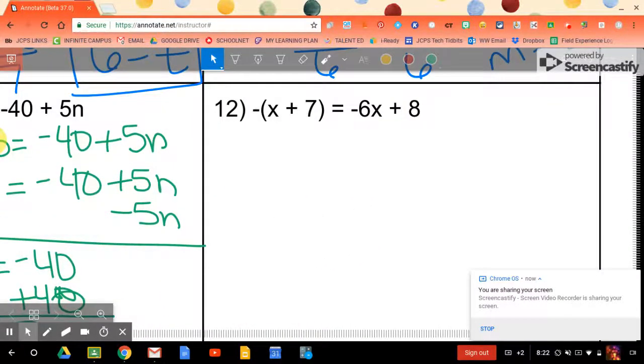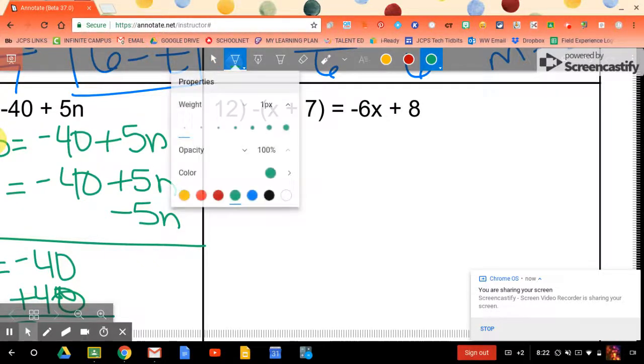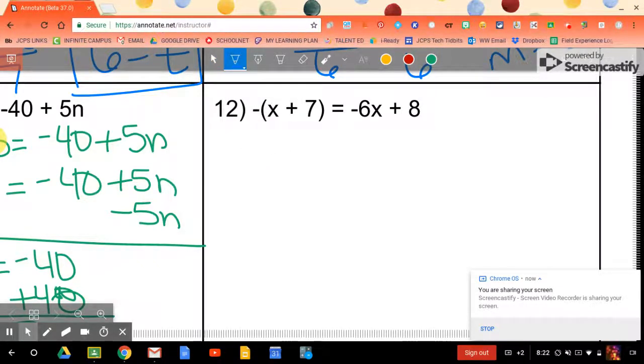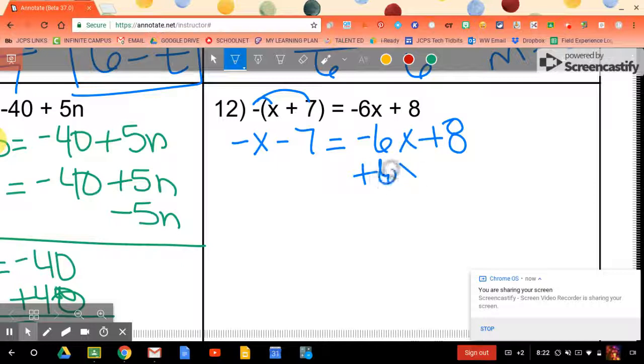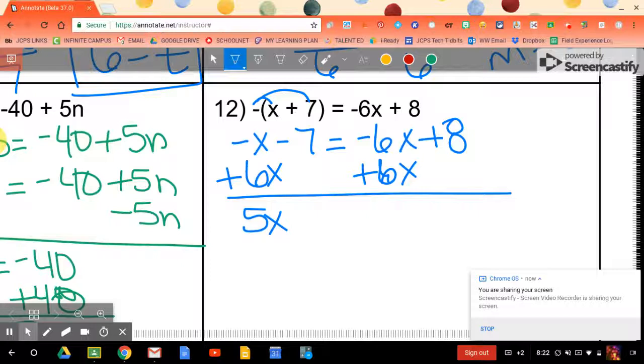Moving on to number 12. First step, distribute. Remember, this negative means it's a negative 1. So it becomes negative x minus 7 equals negative 6x plus 8. My next step is to move my variable over. So I do the opposite of negative 6x, which is positive 6x. So negative x and positive 6x, since they're different signs, you subtract them. So you have 6 minus 1, which will give you a positive 5x because you keep the sign on the bigger number. Minus 7 equals 8.